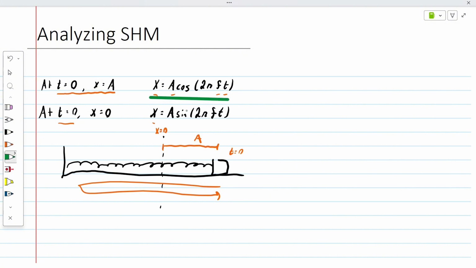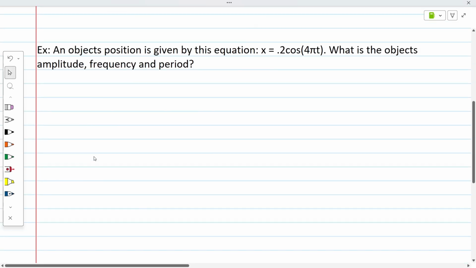This is going to be the most common one to use, releasing it from rest at the amplitude. But if you released it, let the box travel to equilibrium, and then started the time, then you would use this equation, which is used less often. Alright, so let's look at an example using these equations.